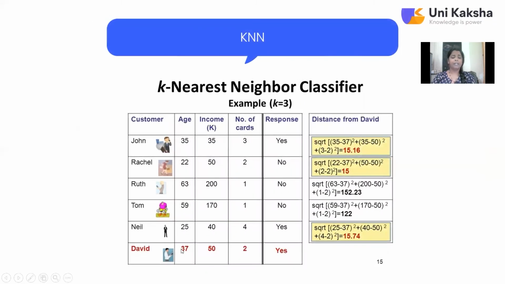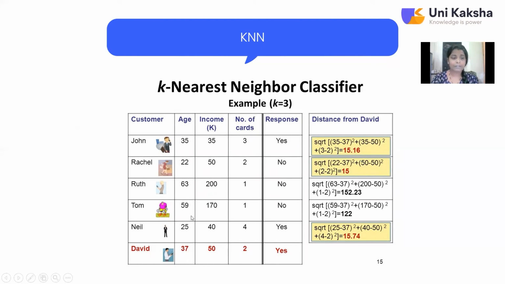So what you will do is find the distance of David's observation from all the other observations provided in this data. The first would be the square root of (37 minus 35) squared plus (50 minus 35) squared plus (2 minus 3) squared. That will give you the first distance, between David and John. Next, you'll find the distance between David and Rachel, which is the square root of (37 minus 22) squared plus (50 minus 50) squared plus (2 minus 2) squared. That will be the second distance.